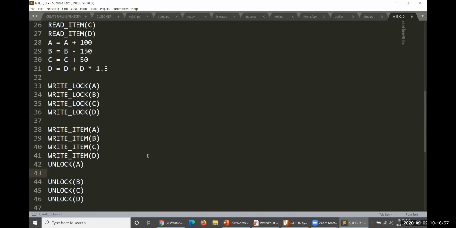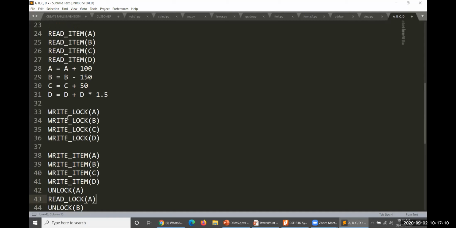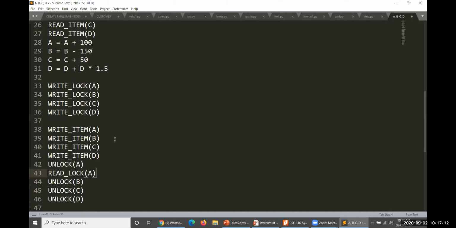two-phase locking. For example, here, read_lock of A. After unlocking of A, if read_lock of A is operated by you, then this total transaction cannot be said to be in two-phase locking. So all read locks and all write locks will be at one particular place. After the first unlock, you can never take one more read lock.